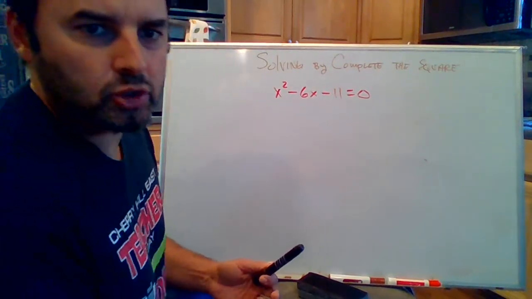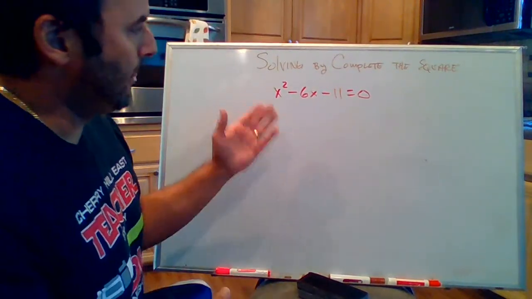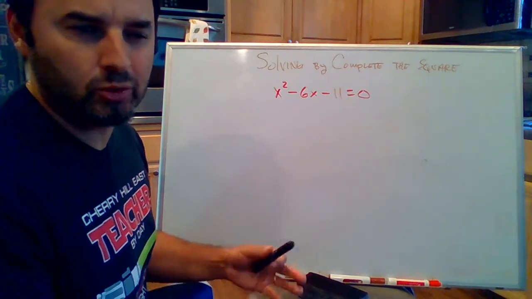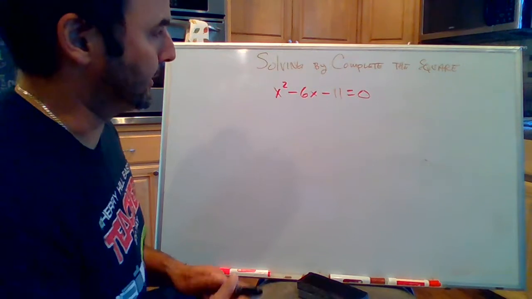Now we're going to use completing the square to solve an equation, okay? This is not factorable here, so we're going to solve by completing the square. You could do the quadratic, and you'll see towards the end it's probably kind of the same thing.